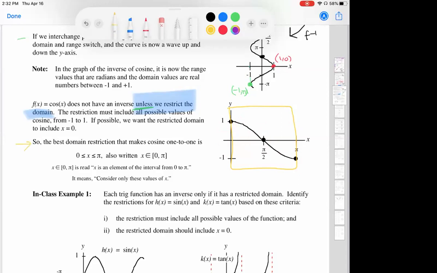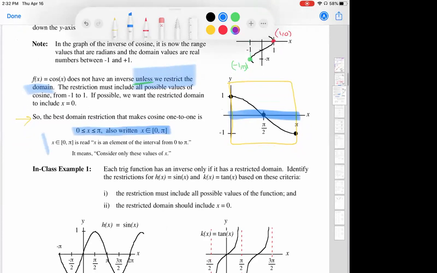Just as our next argument reads. So the best domain restriction that makes cosine 1-to-1 is 0 less than or equal to x less than or equal to pi. So our x argument is from 0 to pi. So we start with 0 to pi. If I go any further, left or right, I run the risk of failing my horizontal line test. X is contained between 0 and pi is read x is an element of the interval from 0 to pi.